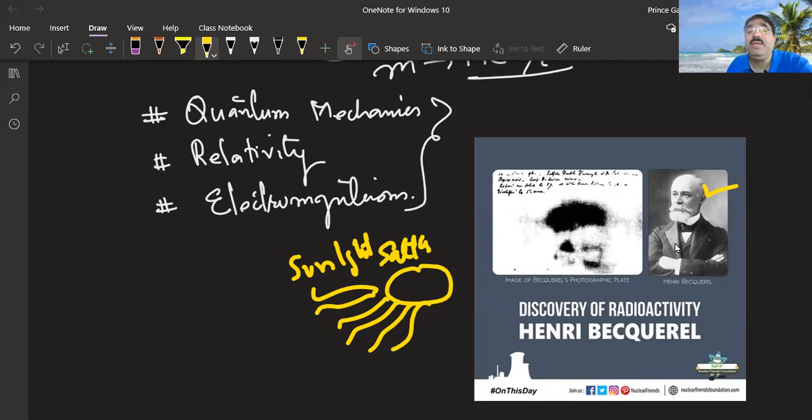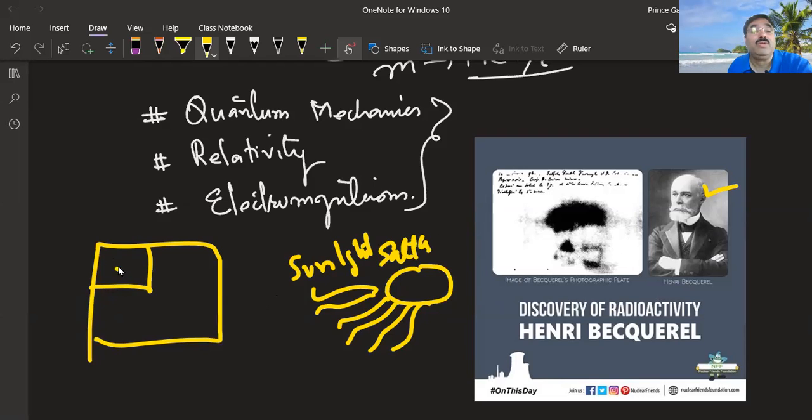So the good luck with him was that there were rains for lots of days. The weather at that place turned bad. So the uranium salt he had, he put in a drawer. He had a cupboard in his office, and he put this uranium salt in it because he had to wait for when the sun would shine again. Then he would put this in the sunlight and study the photo-induced emission, which he believed in.